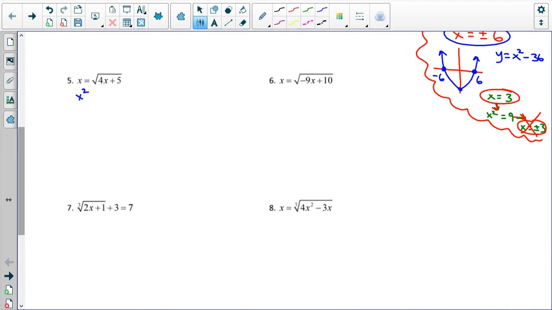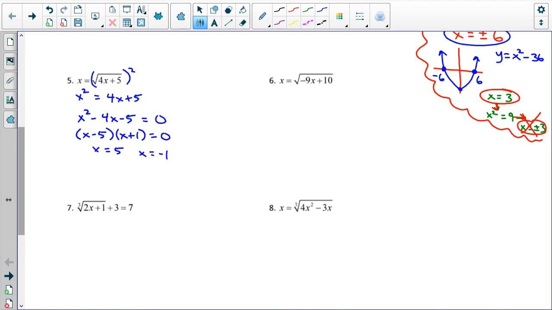So I'm going to square both sides in number 5. X squared equals 4x plus 5, because when I square this square root, they basically are inverses of each other. Now I subtract 4x and 5 from both sides. And now I'm going to factor this equation. So I get x equals 5 and x equals negative 1.